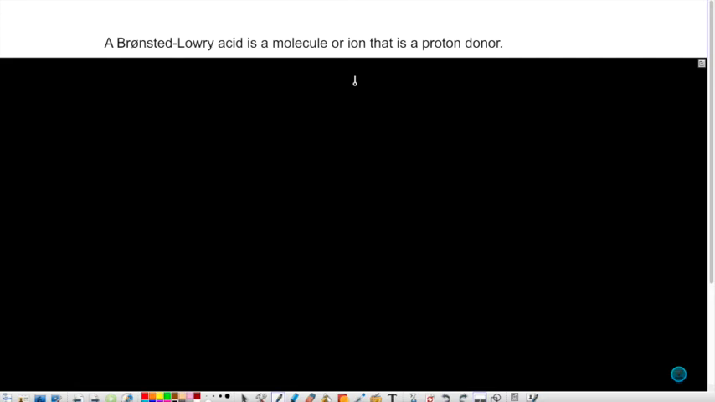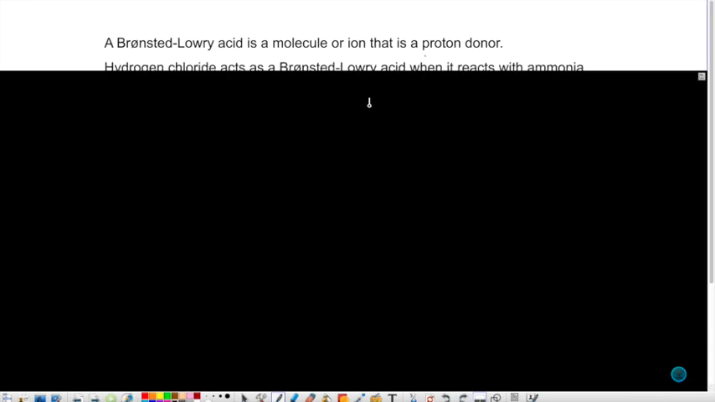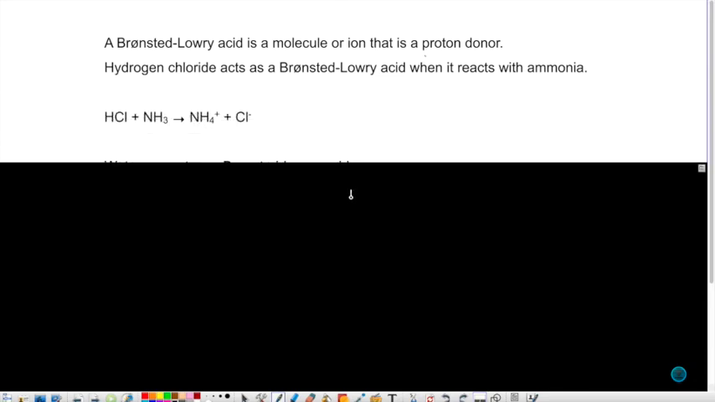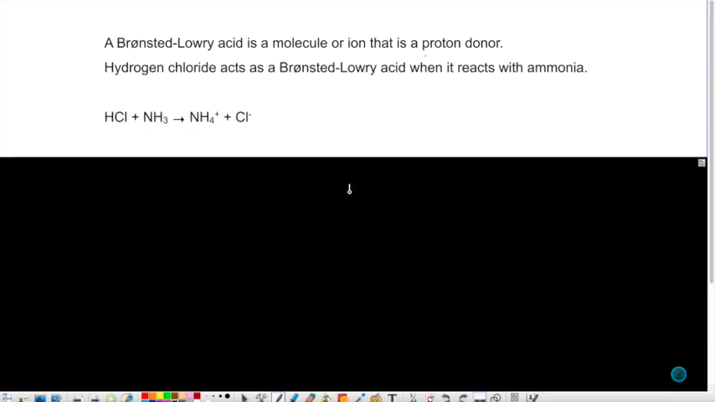And this one's Bronsted-Lowry. Okay? So a Bronsted-Lowry acid is a molecule or ion that is a proton donor. So HCl acts as a Bronsted-Lowry acid when it reacts with ammonia. So here we have an example. Okay? Now notice we said earlier that HCl was an acid, and NH3 was a base. But if you look at this reaction, this doesn't fit the definition that we had for Arrhenius acids and bases.